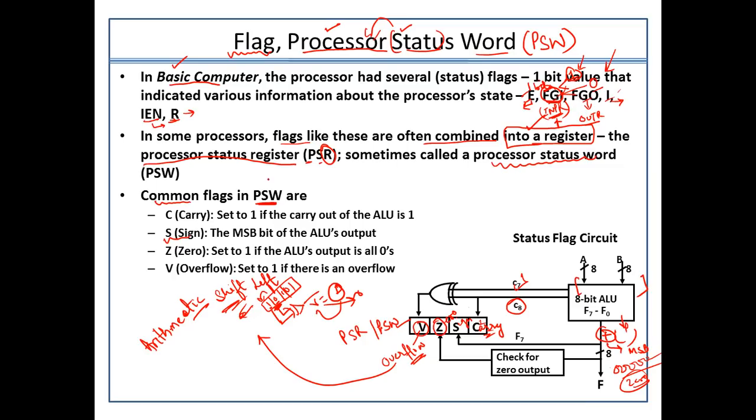Okay, so the processor status word consists of a register which is holding the flag bits. That's it. And these flag bits, or flags, are associated with the functionality of the processor. This is exactly what this entire topic is about.